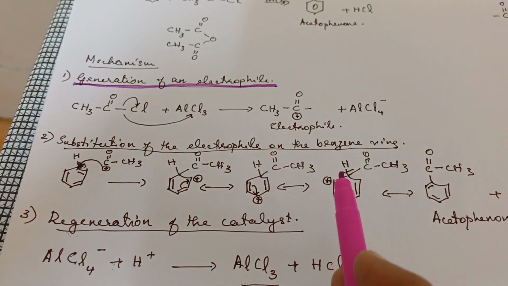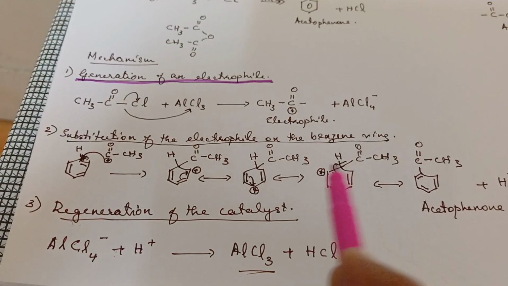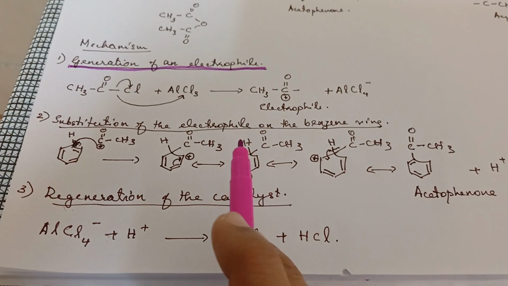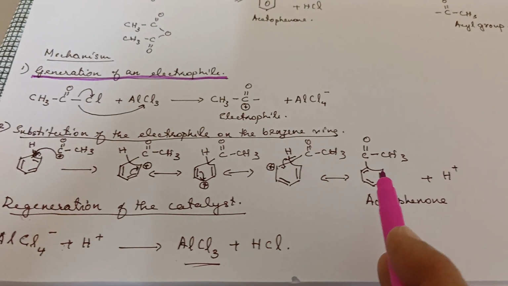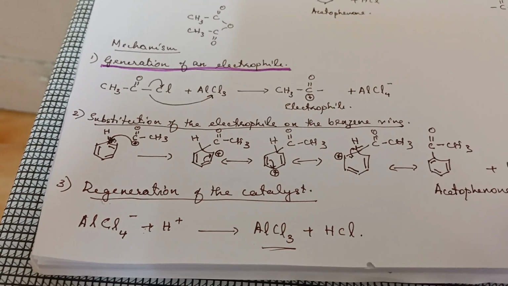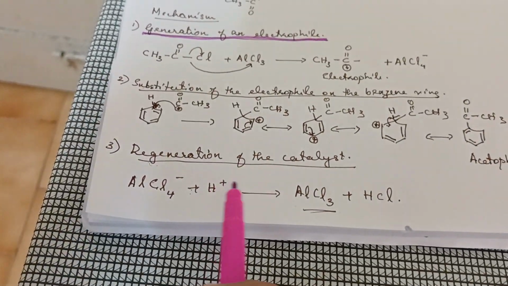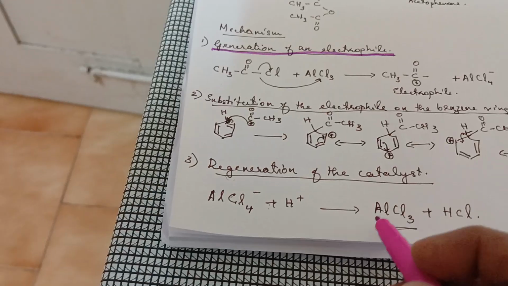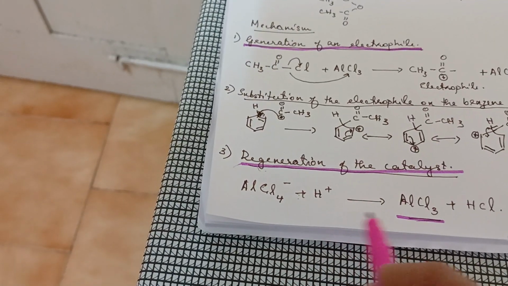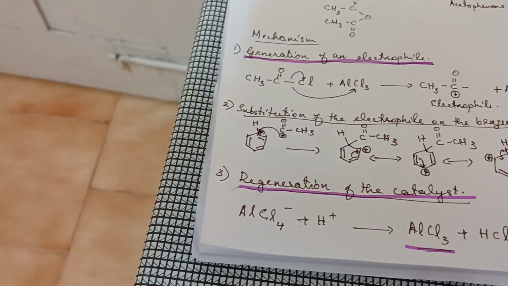Then substitution of the electrophile on the benzene ring. It is replacing a hydrogen atom on the benzene ring, and it is getting substituted there. That is how you are getting acetophenone as the product when you're using benzene and acetyl chloride or ethanoyl chloride. Then regeneration of the catalyst. The catalyst AlCl3 is obtained back when AlCl4 minus and H plus ions are reacting.